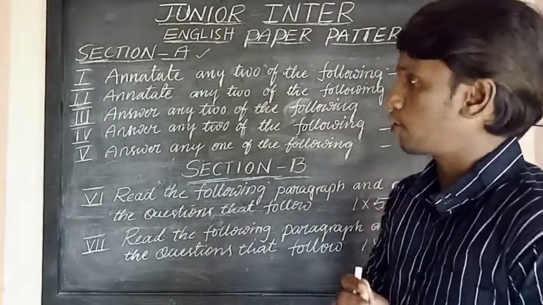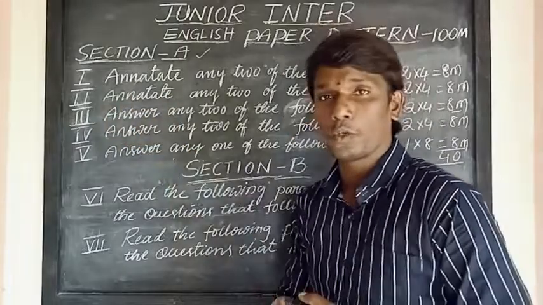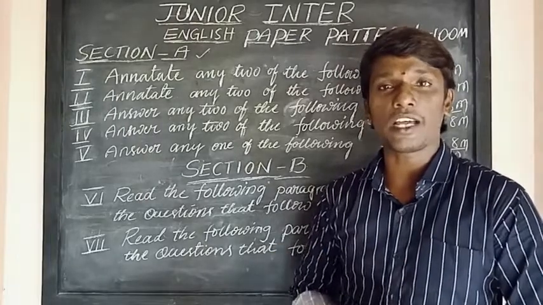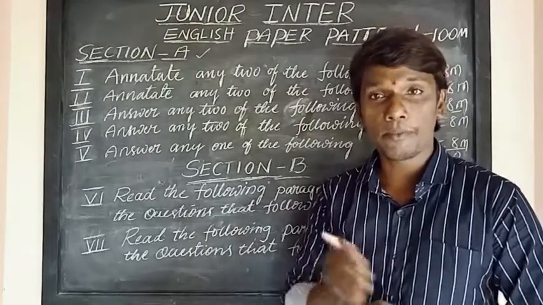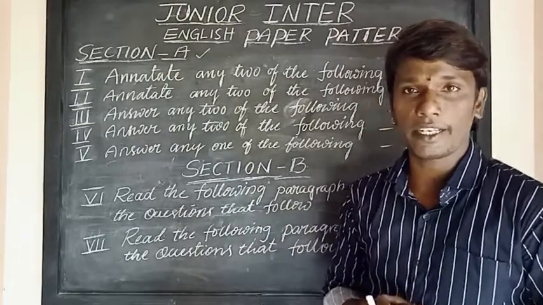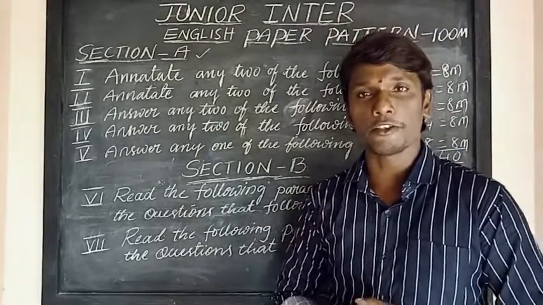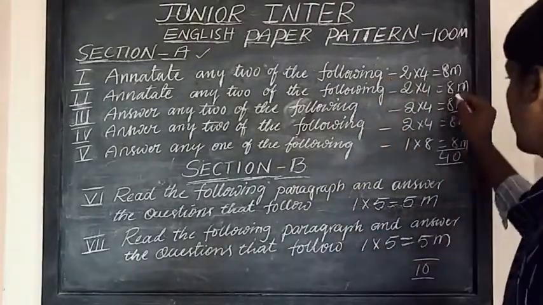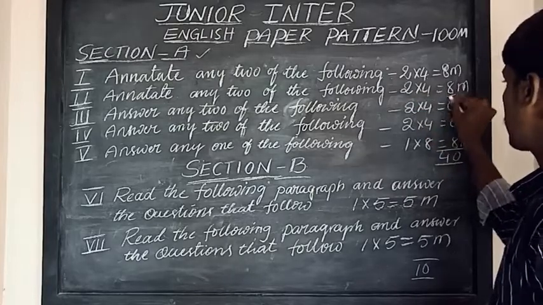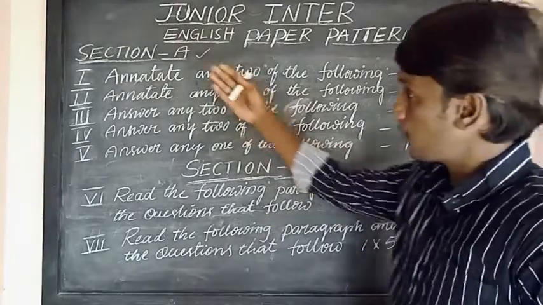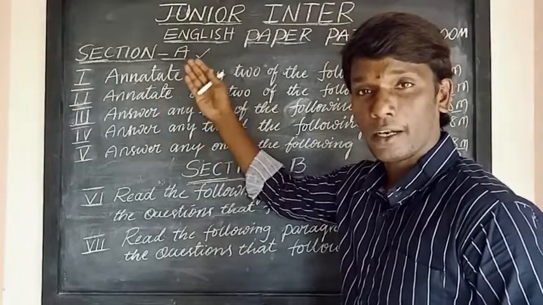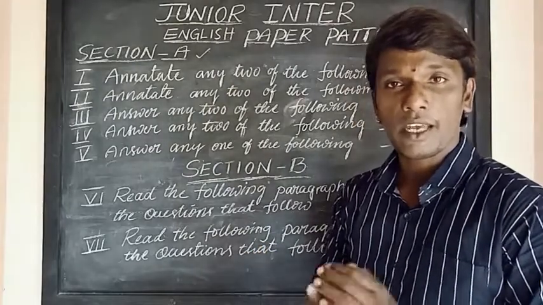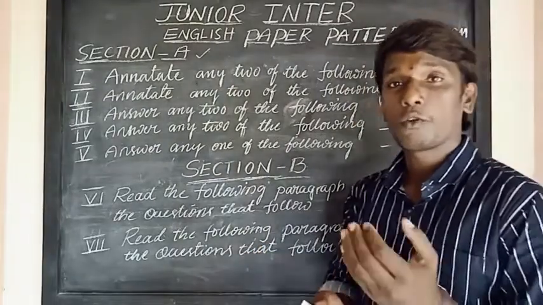Moving on to Roman number 2, again 4 annotations will be given, but this time these annotations are from the poetry. Out of the 4 annotations, you will select any 2 annotations which you like, again for 8 marks. That means 2 into 4 is equal to 8 marks. So Roman number 1 and Roman number 2 are completely for annotations from both prose and poetry. Have you understood?